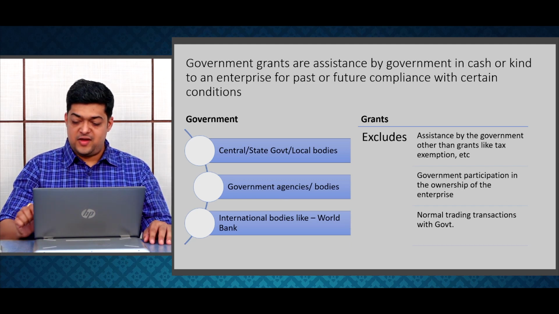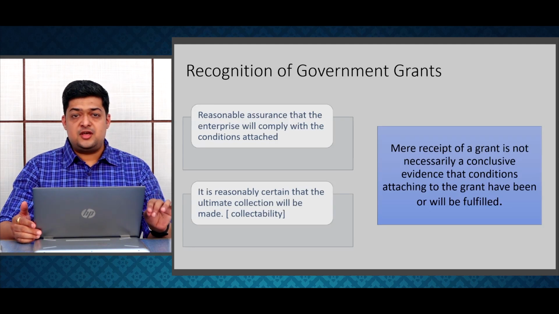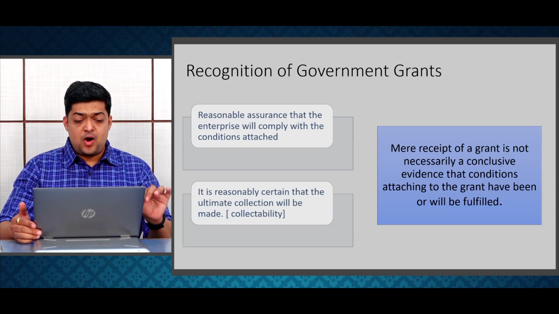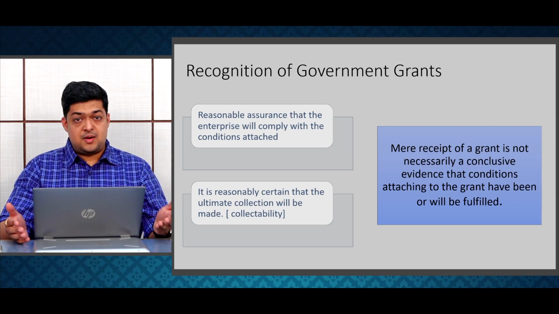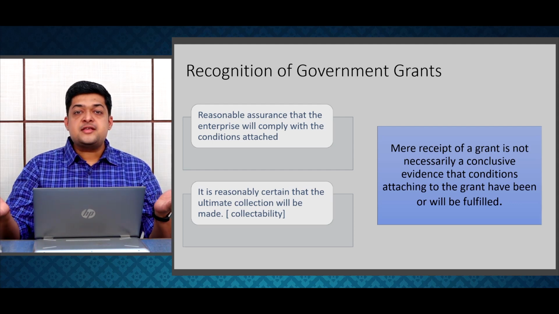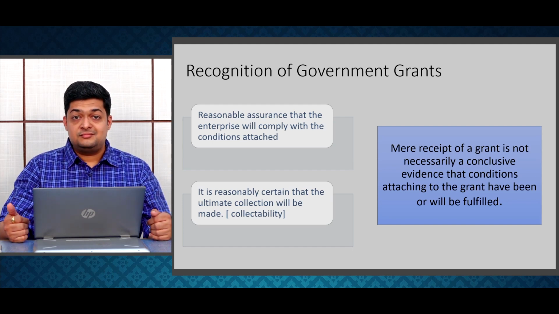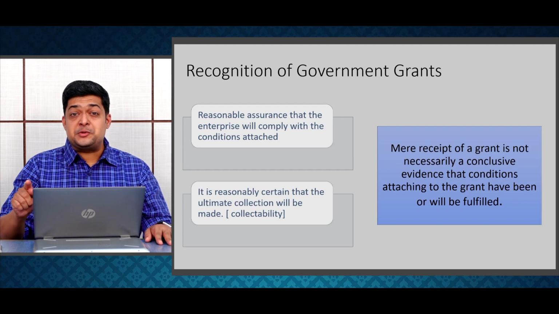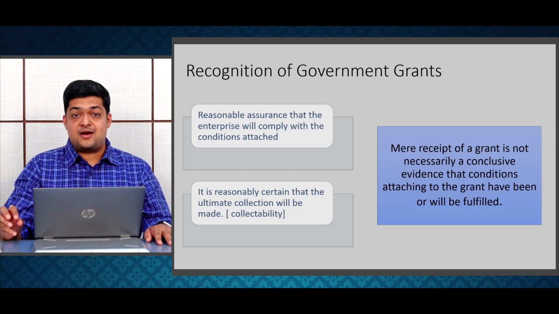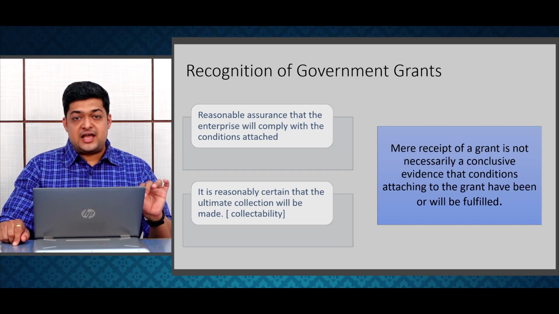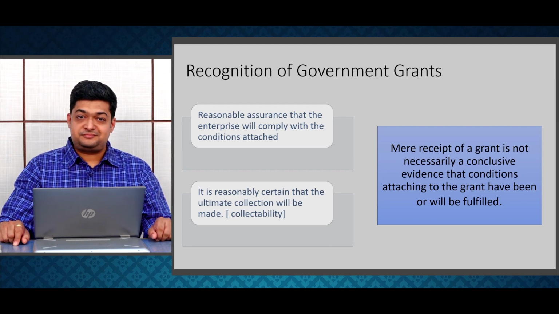Now moving ahead, we are going to see at what point of time we recognize a government grant. Our perception may be that you recognize it on receipt. Whenever you receive the grant, you recognize that. How we recognize it, we are going to see later, whether as income or in any other way. But right now we are seeing at what point of time we recognize this.